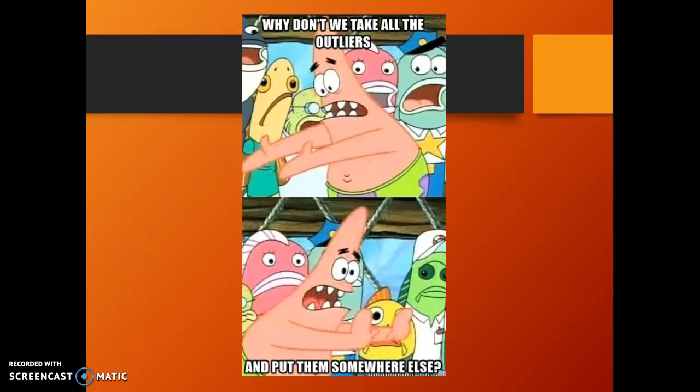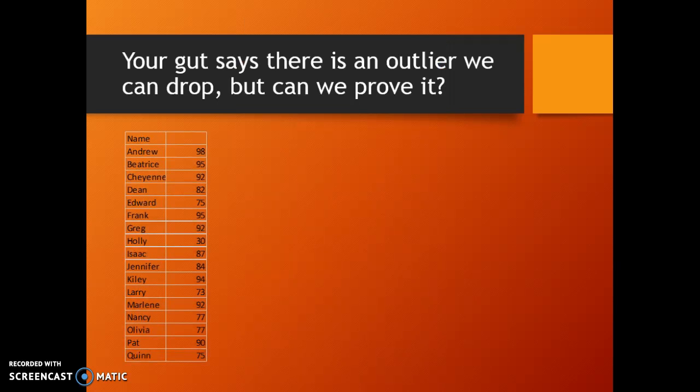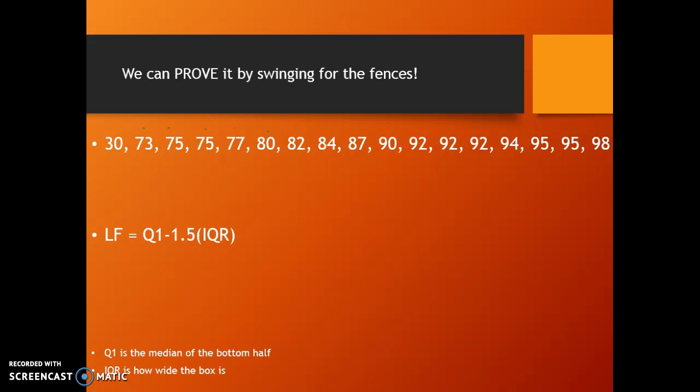However, is that lying with math? Your gut says we can do it, but can we prove it? Well, let's look at the data set. I've redone it linearly so that we can look at some values easier. We're going to use something called the lower fence to be able to determine if that score of Holly's, that 30, is indeed an outlier that can be defensively dropped.